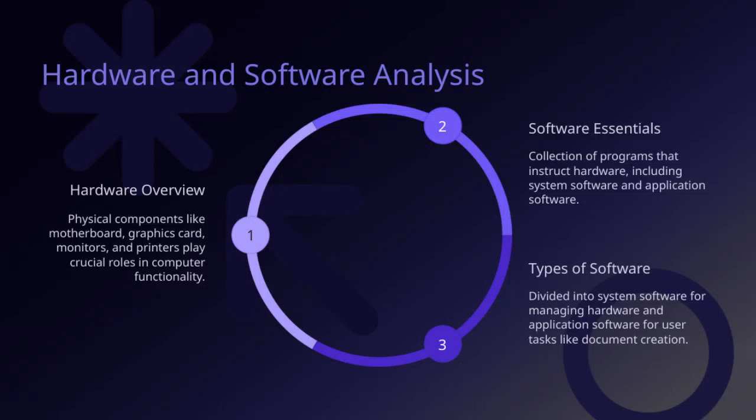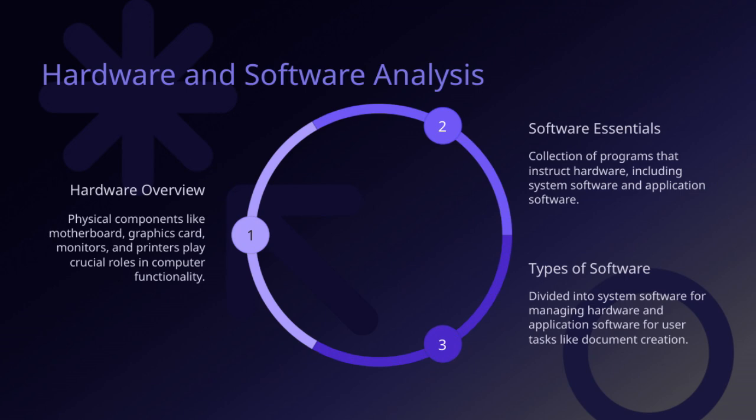Now, let's talk about the types of software. Essentially, software can be divided into two main categories. First, we have system software, which is responsible for managing the hardware components of a computer. This includes things like the operating system that helps the hardware work together smoothly. Then, there's application software, which is designed for user tasks such as creating documents, editing photos, or browsing the internet. These are the programs we interact with directly to accomplish specific tasks.